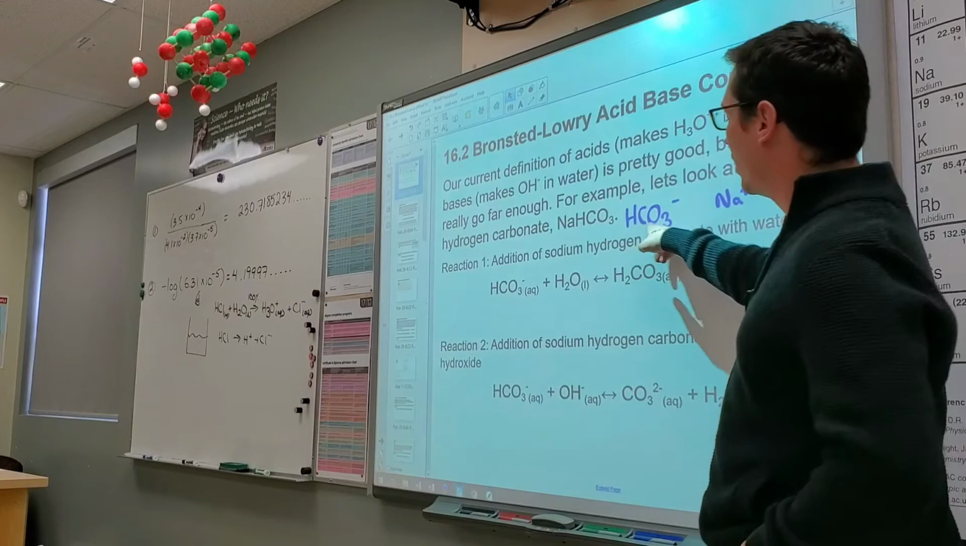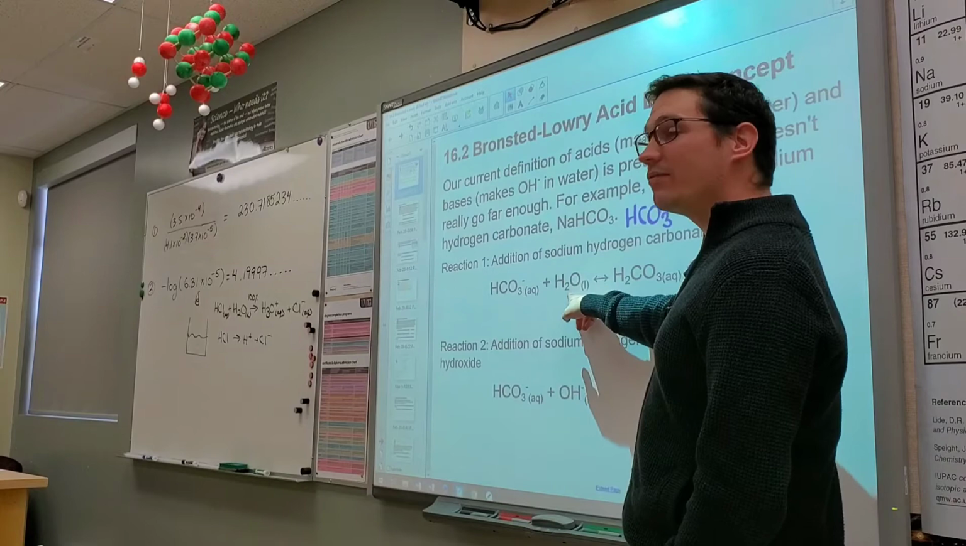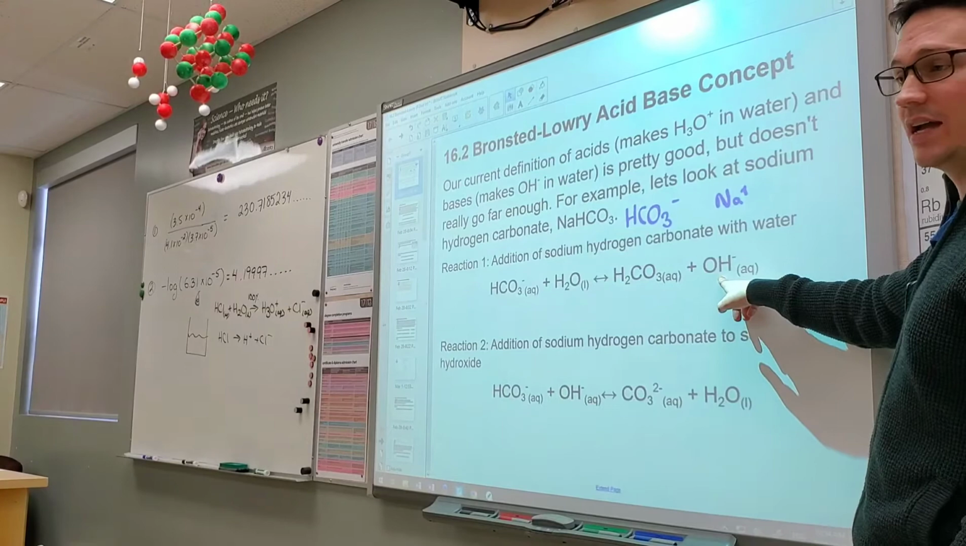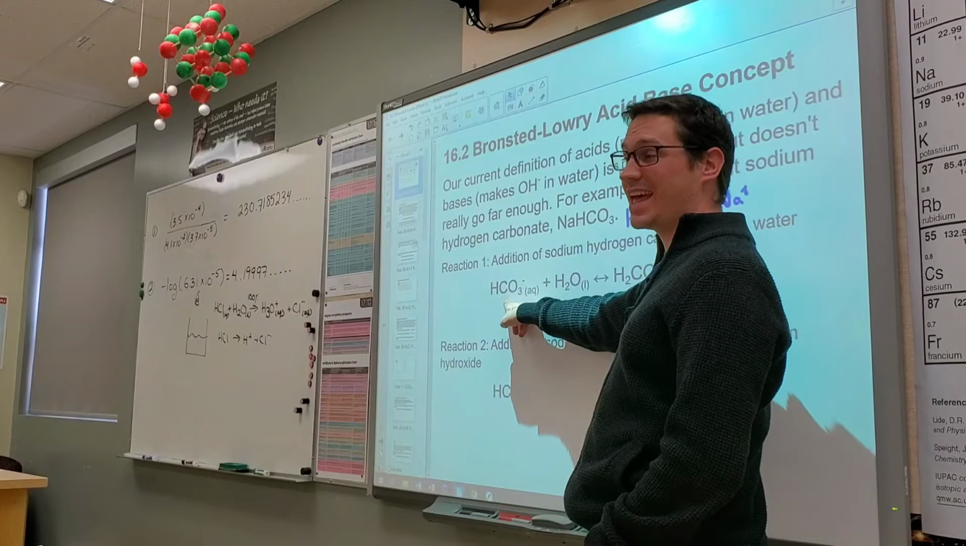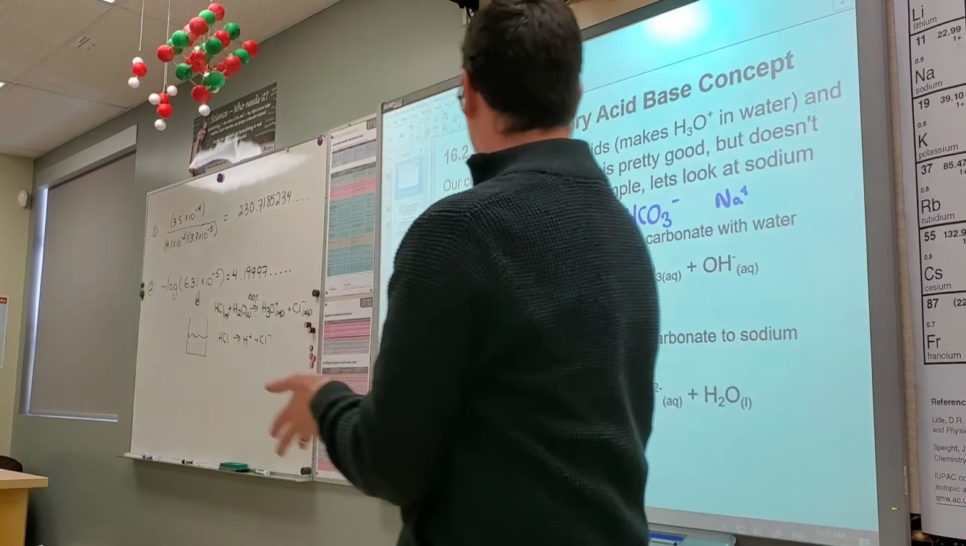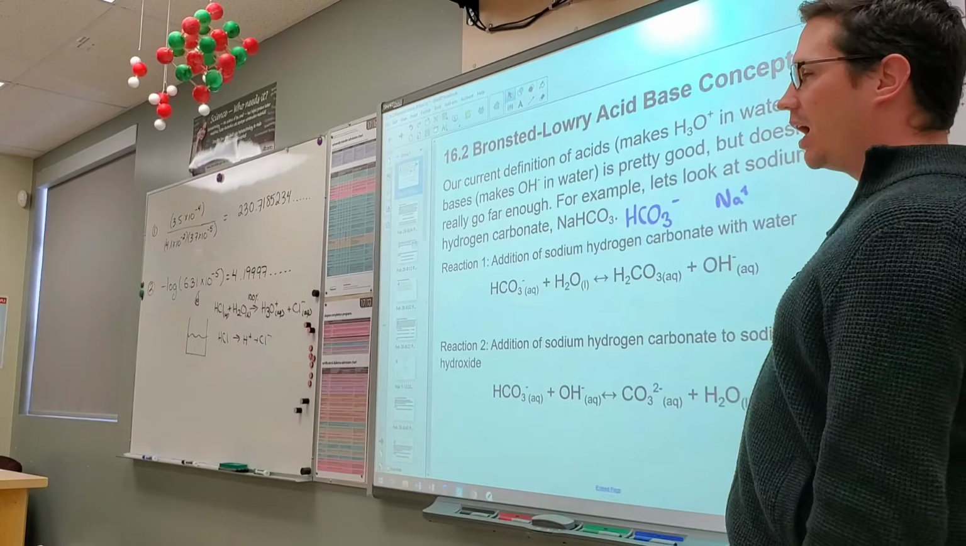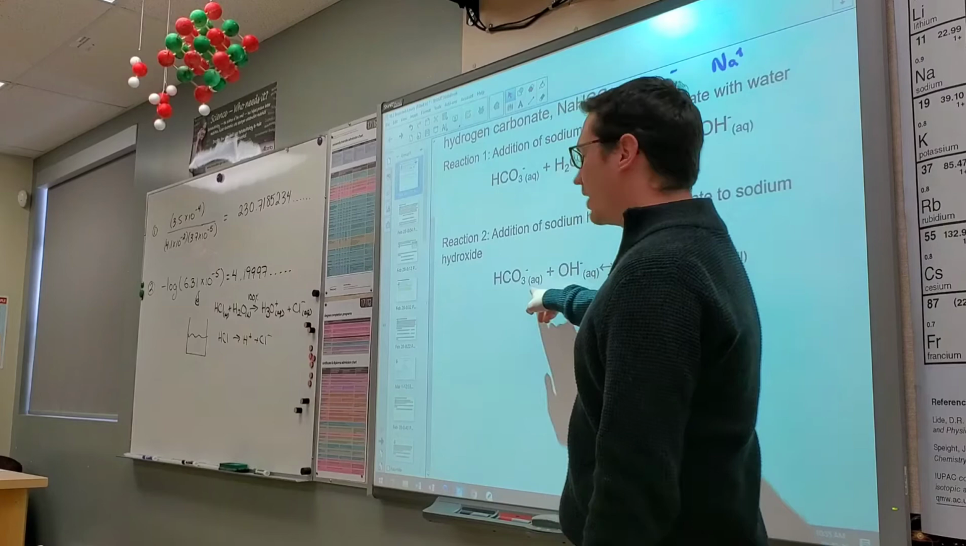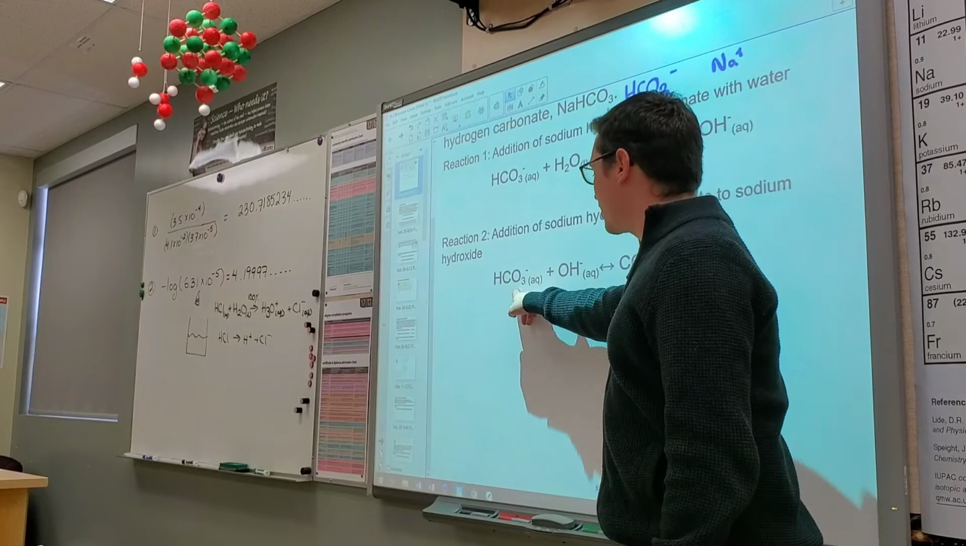Let's look at the hydrogen carbonate. Every single time I put hydrogen carbonate in water, it makes what? Hydroxide, which means that hydrogen carbonate is what kind of a substance? That's a base. Would you agree? This is a base because it makes hydroxide. Okay, so we're all in agreement. The hydrogen carbonate ion is a base because it makes hydroxide. But when I put hydrogen carbonate ions into an already basic solution, the hydrogen carbonates don't make hydroxide. They actually neutralize the hydroxide.